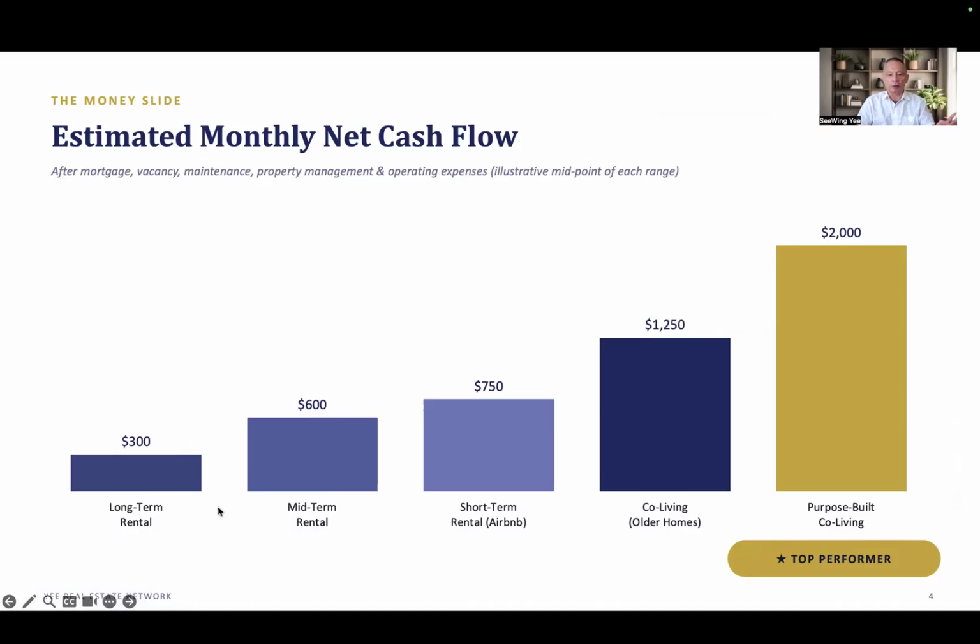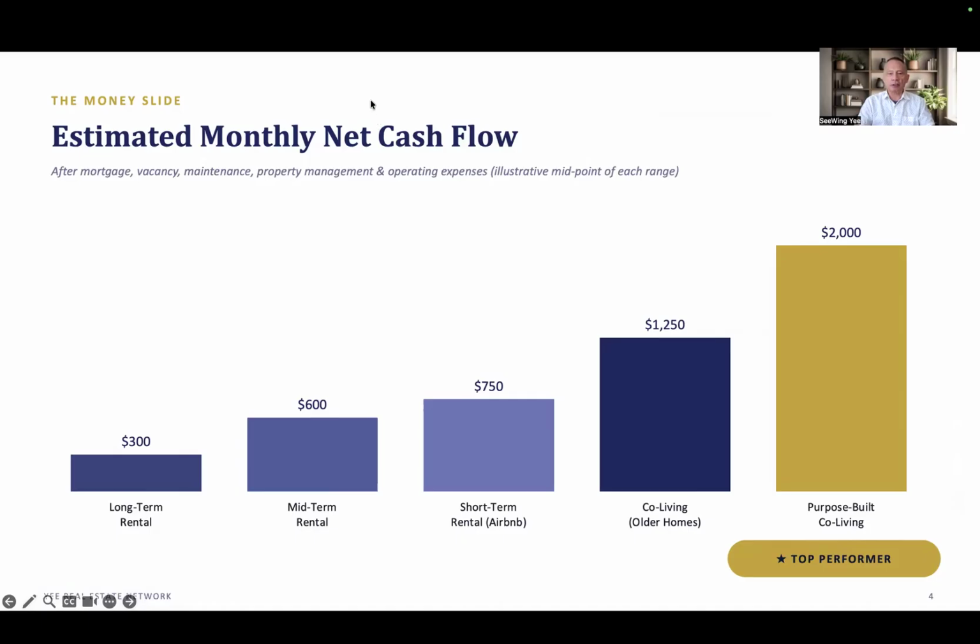With a traditional long-term rental, when I say cash flow, typically you put 20 to 25% down payment, with a 30-year fixed rate mortgage, either a full doc loan, a Fannie Mae or Freddie Mac loan, or a DSCR, debt service coverage ratio, loan. So those are two loan strategies. A traditional long-term rental typically gives you about $300 monthly net cash flow.